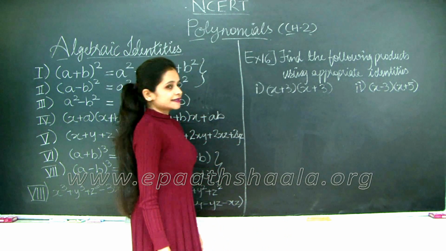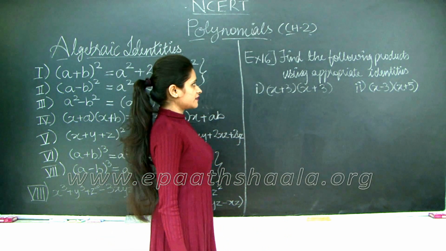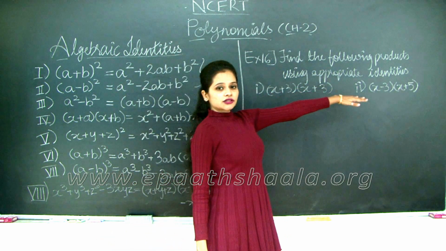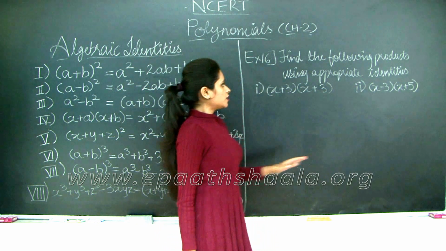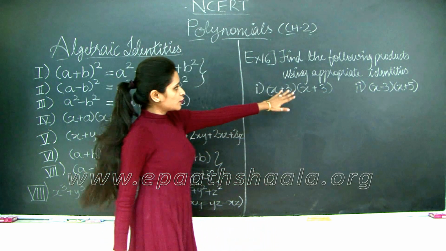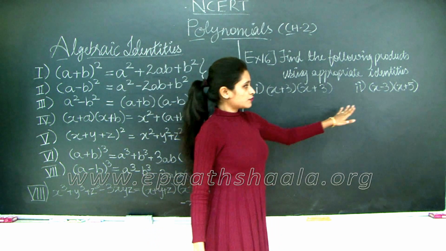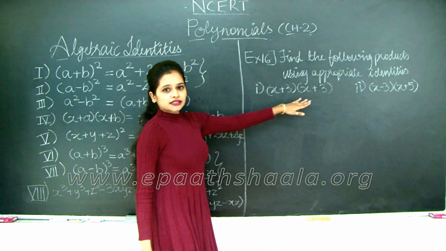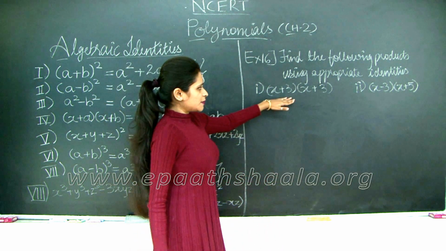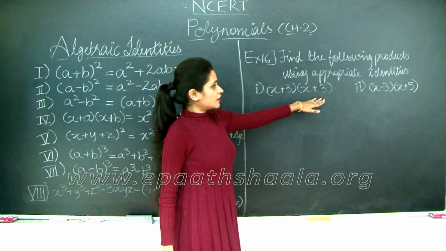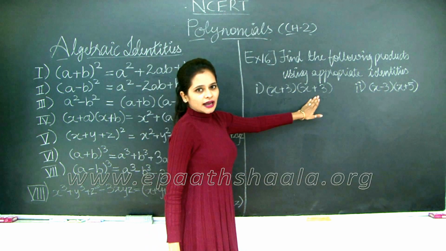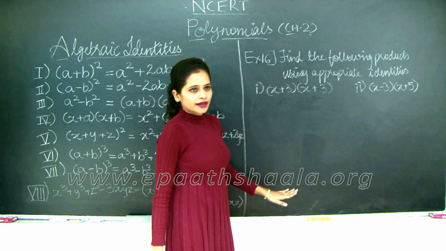So let's take a look at example 17, that is solved example 17. Find the following products using appropriate identities. So using these identities, I am going to solve these two sums. Now x plus 3 into x plus 3. So x plus 3, both of them look similar, right? So if this was an apple, this was an apple. So apple into apple is apple square, right?